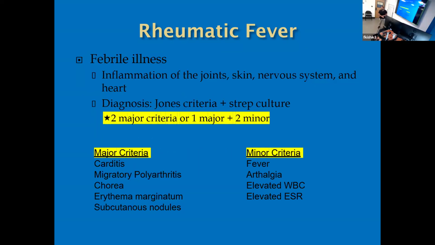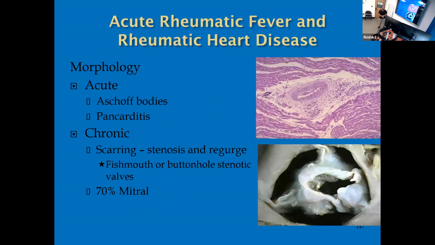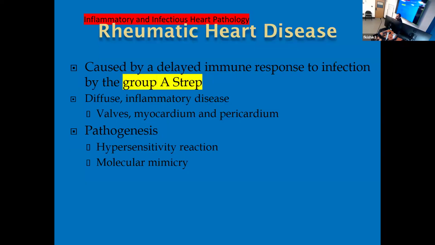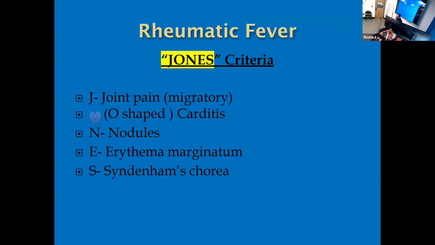You also need a culture positive for strep. They have Aschoff bodies under the slide. It can lead to pericarditis, and it can lead to stenosis and regurgitation, and these stenotic valves are 70% mitral. It makes sense why this is the most worldwide cause of valvular disease, because the majority of the world doesn't treat every infection with antibiotics, right? And the mitral is the most commonly affected. So worldwide, rheumatic heart disease is the most common cause of valvular abnormalities. That's why the mitral valve is most commonly affected. So it fits.